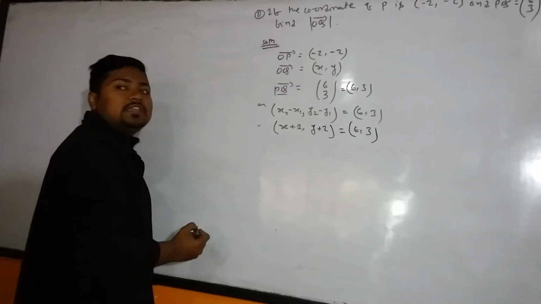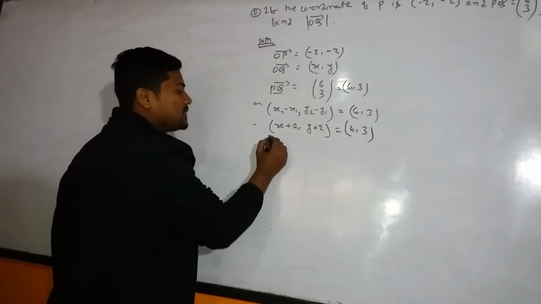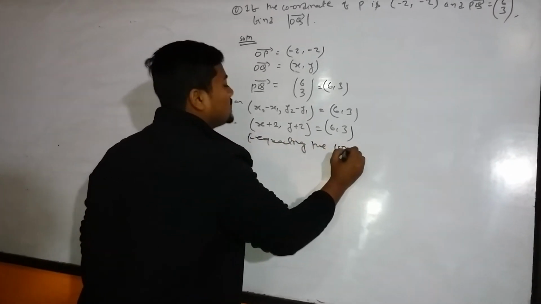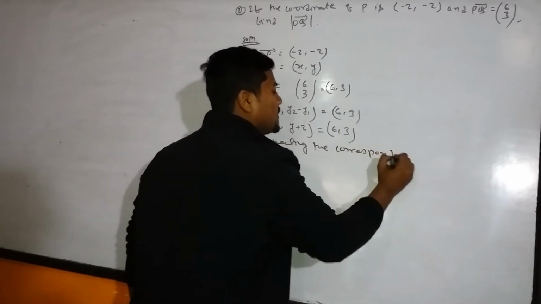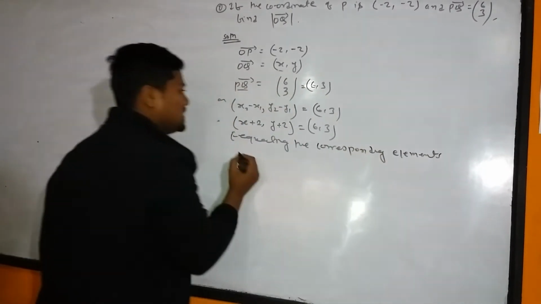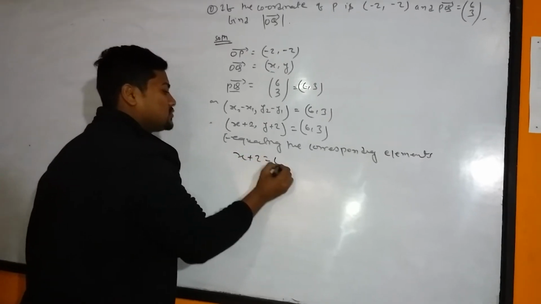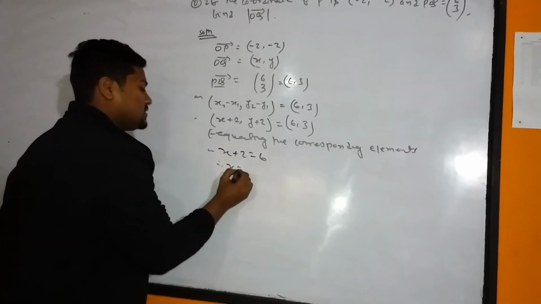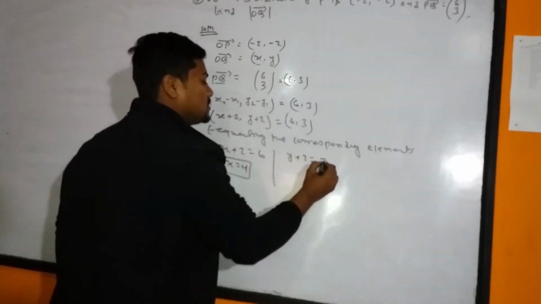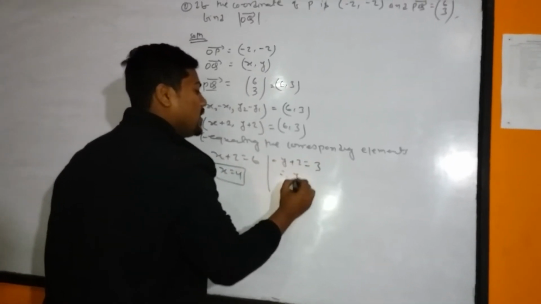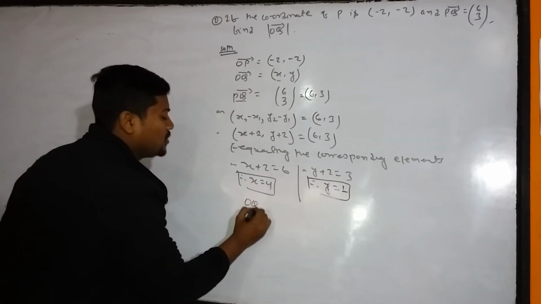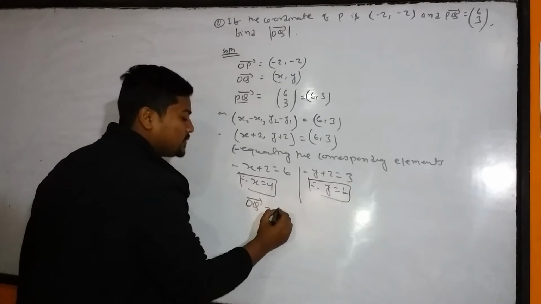Now equating the corresponding elements: x plus 2 is equal to 6, therefore x is equal to 4. Now y plus 2 is equal to 3, therefore y is equal to 1. It means the OQ vector is equal to (x, y).